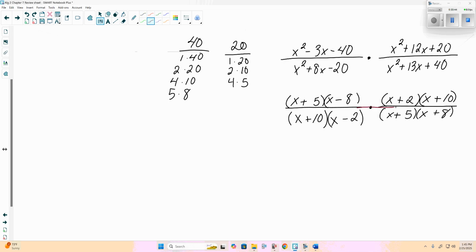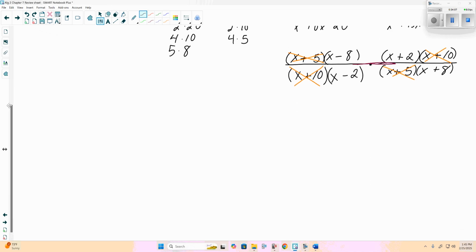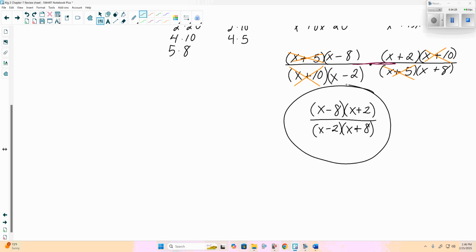Questions on how we factored any of these here? Since we have them factored, we can multiply them together. What's in common on top and bottom? X plus 5 and x plus 5. X plus 10 and x plus 10. Leaving us with x minus 8 times x plus 2 over x plus 2 times, or not x plus 2, x minus 2 over x plus 8. And that's it.